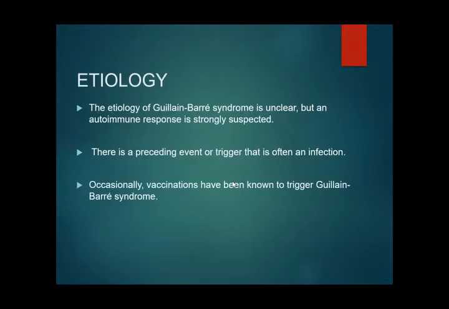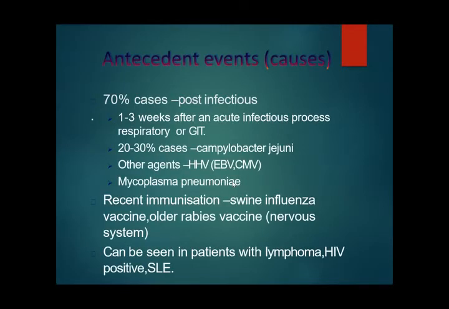20 to 30% of cases are due to Campylobacter jejuni, which causes a diarrheal illness, and other agents like human herpes viruses, EBV, Epstein-Barr, and cytomegalovirus. Then we have Mycoplasma pneumoniae also associated with GBS. Recent immunization, swine influenza vaccine, H1N1, older rabies vaccine can be seen. In patients with lymphoma, HIV positive, and SLE, it is not pure GBS, but it is part of the underlying disease.